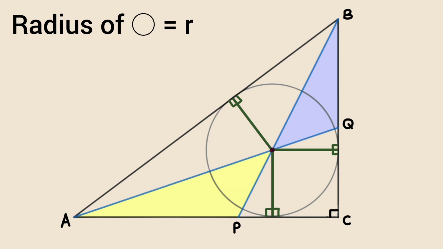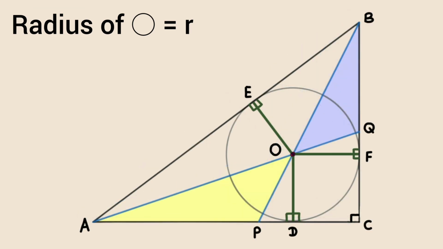Now let us label these three intersection points as D, E, F. Now as we have taken the radius of the circle as a variable r, the length of the line segments OD, OF and OE is going to be equal to r.